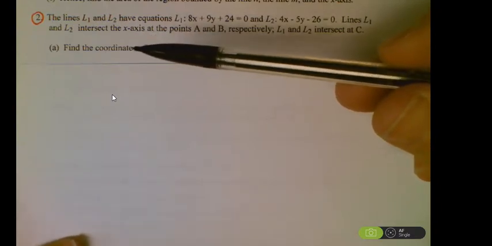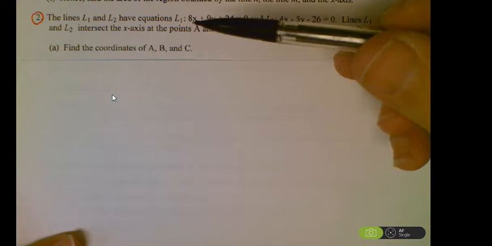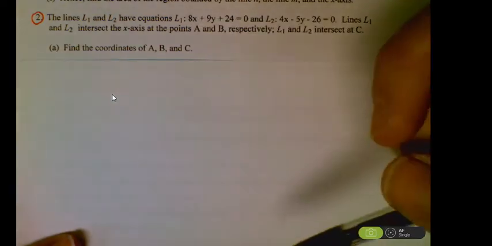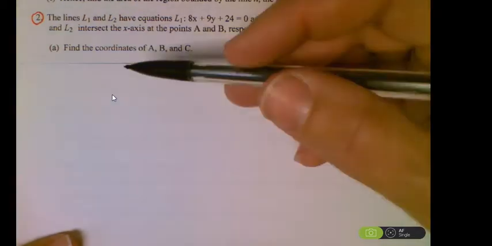So starting off with just finding points A and B, if they are on the x-axis, anywhere you're at on the x-axis, we know the y-coordinate is 0 at that point. So if I take line 1 and plug in a 0 for y, I'm looking at 8x plus 24 equals 0. If I solve that equation to get x by itself, I'm going to get x equals -3. So that's one of our points. For line 1, we're getting the x-intercept at -3, so we could write that as (-3, 0). It does say find the coordinates, so we should write that as an ordered pair.